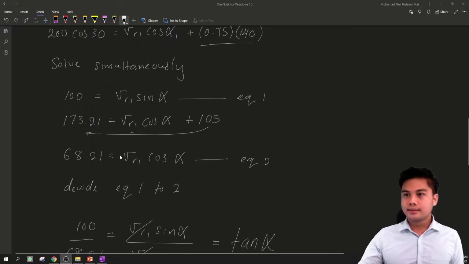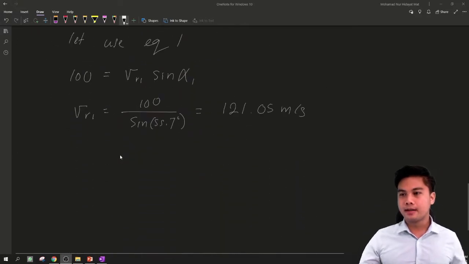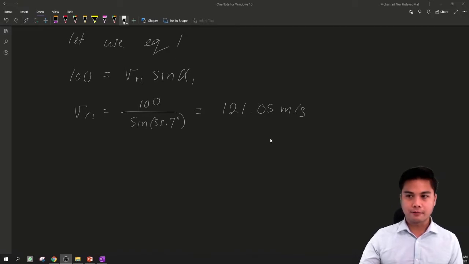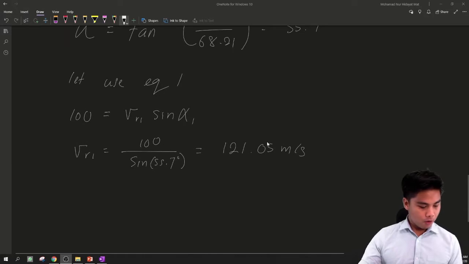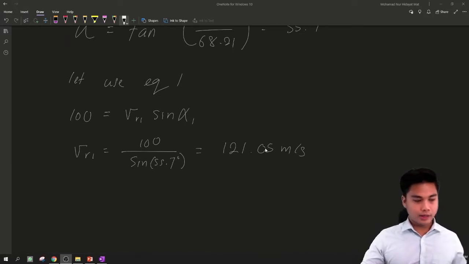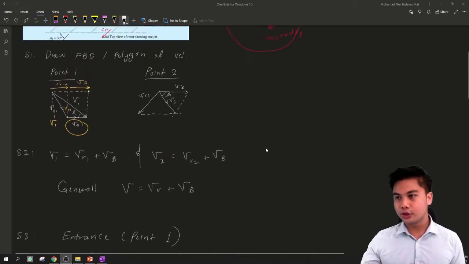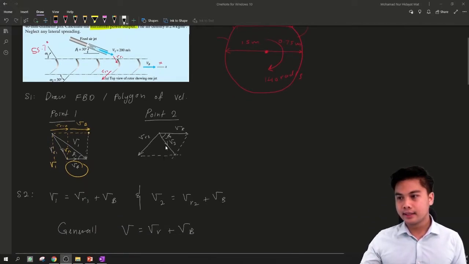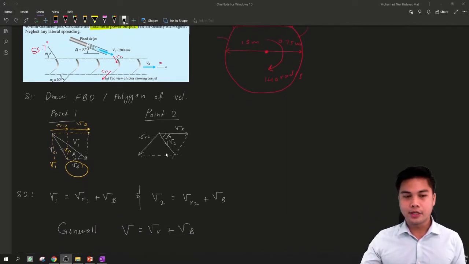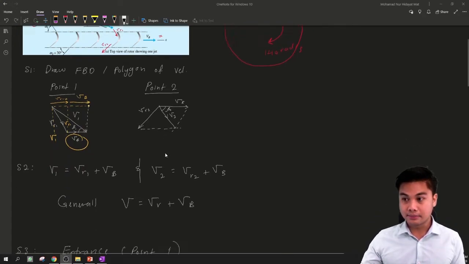Step 4: we have discovered that VR1 is equal to 121.05 meter per second. Now we need to calculate V2 and beta 2. These are not given here. We know that VR1 is equal to VR2 based on the Bernoulli principle.